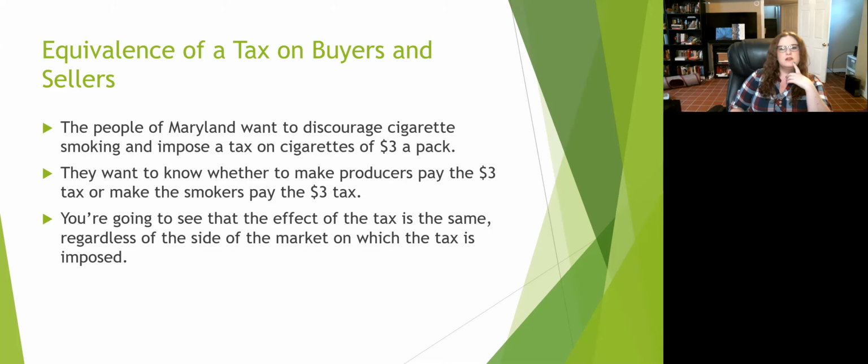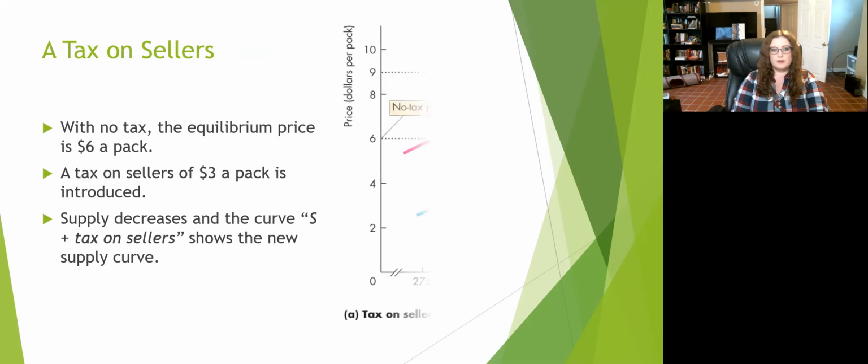So let's talk about Maryland. Maryland ended up putting like a $3 tax on cigarettes. The people of Maryland wanted to discourage cigarette smoking. They're like, you know what, this isn't good. This is a lot of not good stuff for people's lungs. We would like people to stop smoking. So let's tax it. Well, they want to know whether they should make the seller, the people selling the cigarettes, pay the tax, or tax the buyer, the people buying the cigarettes. What we're going to see is that it doesn't necessarily matter which side of the market you put it on. What matters is the shape of the market. So let's talk about that.